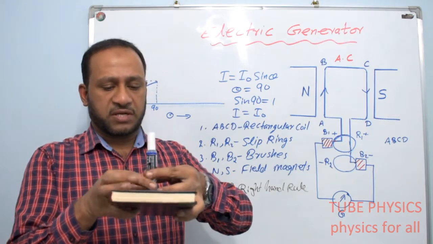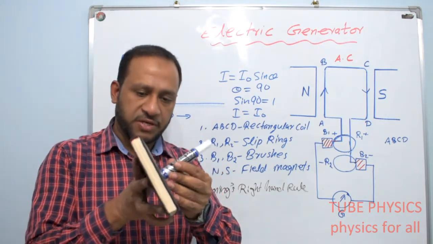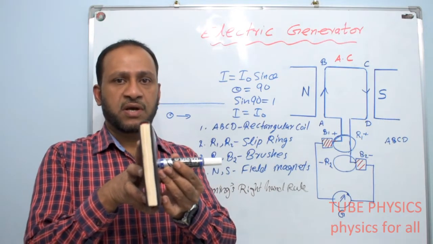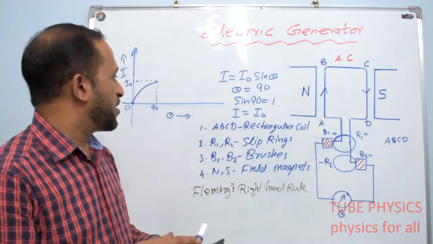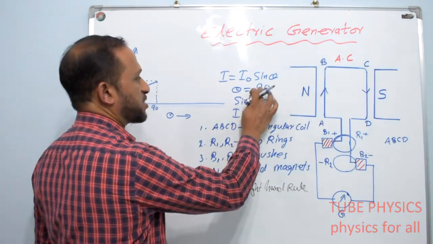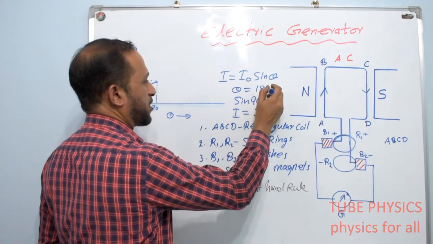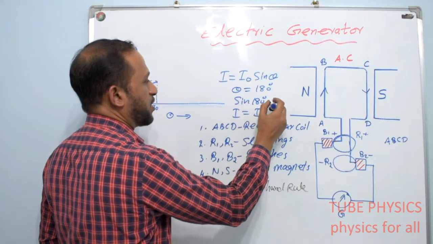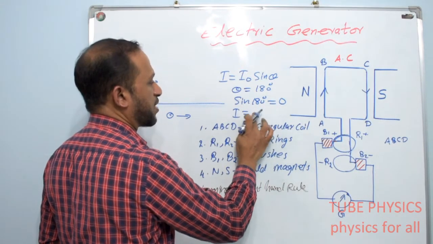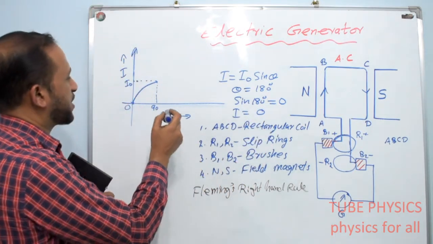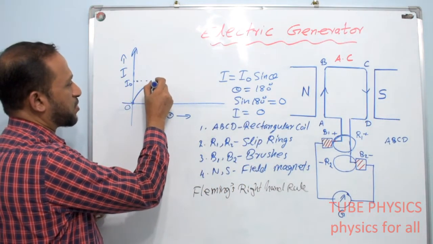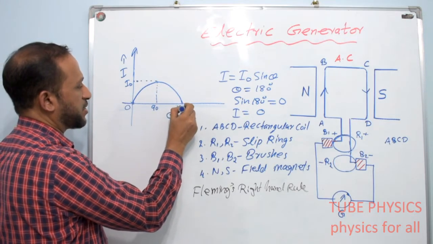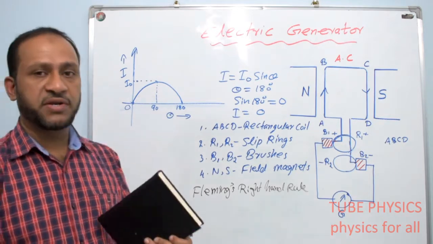Again the armature or the rectangular coil keeps on rotating in the same direction. Now it rotates another 90 degrees, so the total angle rotated is 180 degrees. When theta is equal to 180 degrees, sine 180 degrees is again equal to 0, then the induced current becomes 0. So we can see that as the rectangular coil rotates, the current again decreases to 0 when it completes another 90-degree rotation, that is a total of 180-degree rotation.